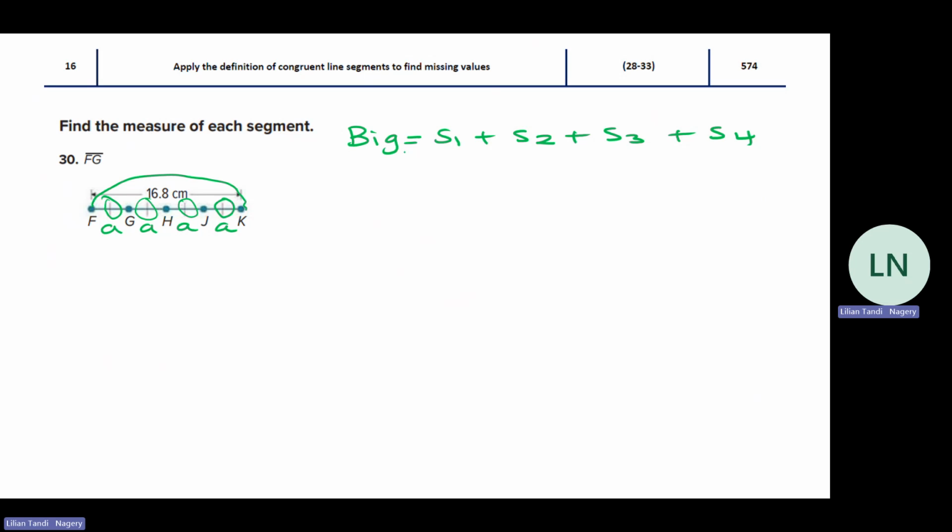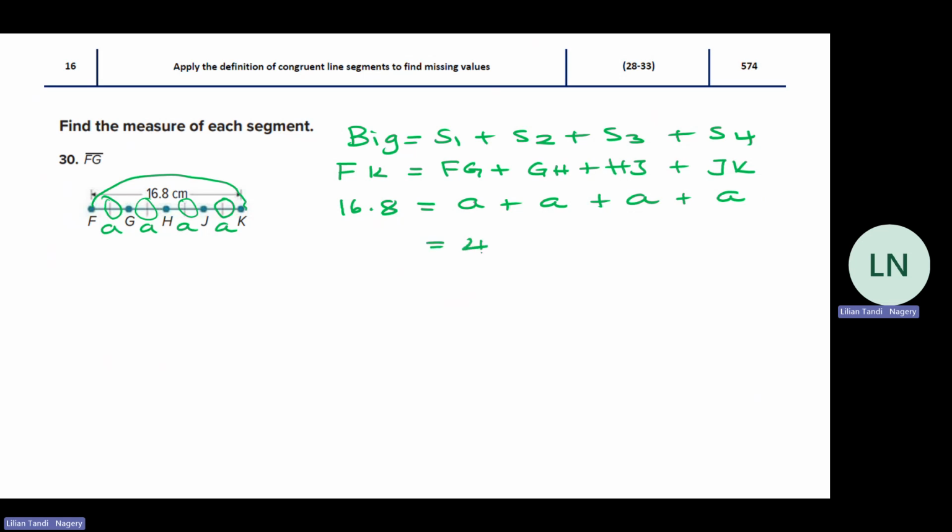Then I label what I am calling big. Big is from F to K. Small 1 is from F to G. Then G to H is small 2. Then H to J is small 3. Then J to K is small 4. FK I know is 16 and 8/10. And then I know FG is A, GH is A, HJ is A, and JK is A. Then if I add all my A's, I should get 4A.